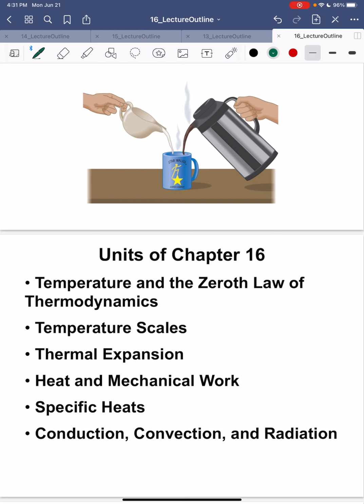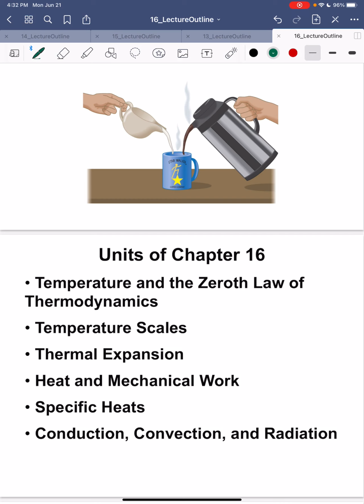We will talk about temperature and the zeroth law of thermodynamics. We will also look at the temperature scales, talk about the differences, and how we can convert from one quantity to another. We will talk about thermal expansion, how materials respond to changes in temperature. We are going to talk about the mechanical equivalent of heat and what that means.